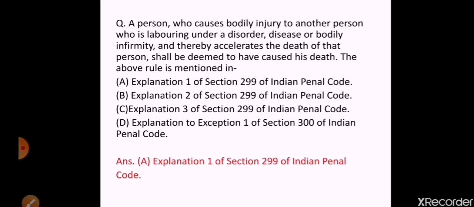Option A is the correct option, which says the explanation 1 of section 299 of IPC. So here, if I talk about section 299, which I have already told deals with culpable homicide. So once you go to the bare act, you can read the explanation 1 of the 299 and you will get to know where this question is from. And I have already told that in 2015 it was asked in the APO CBI examination.